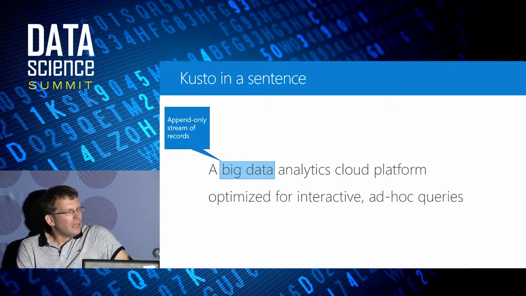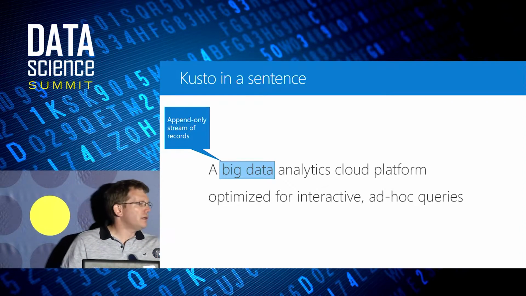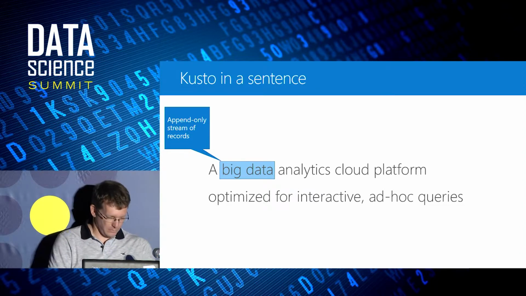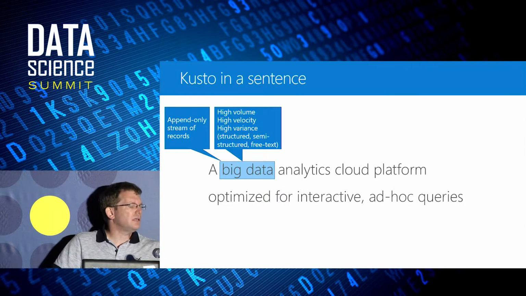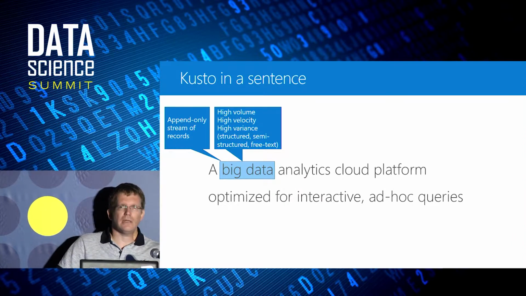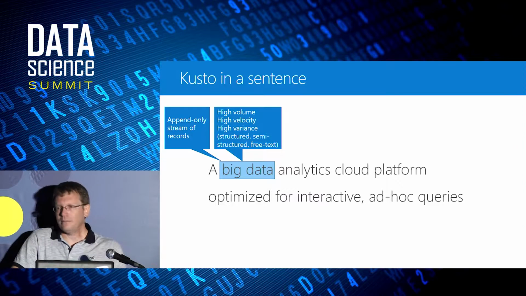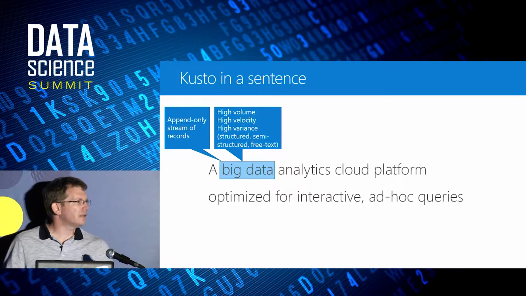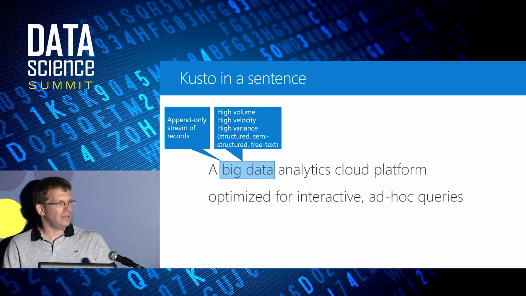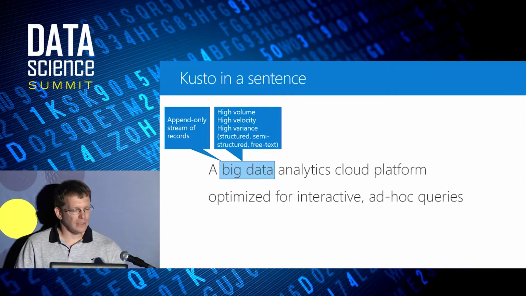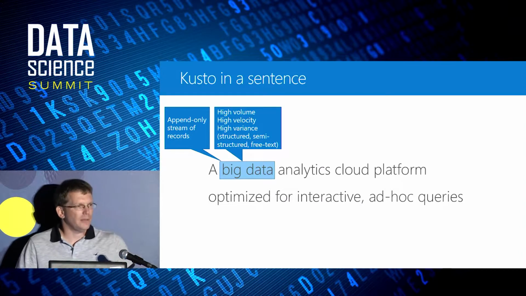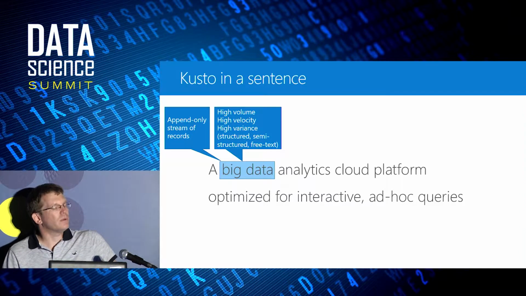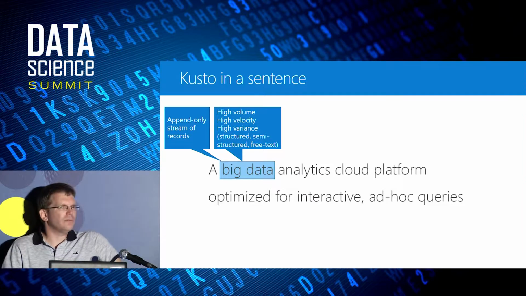In general, it's a database for an append-only stream of records, big data that comes in large volume and high velocity. Kusto can handle today about 200 megabytes of data per second for each machine that's taking data in, and it scales very well horizontally. And it handles the diverse aspect of the data that we've discussed earlier.